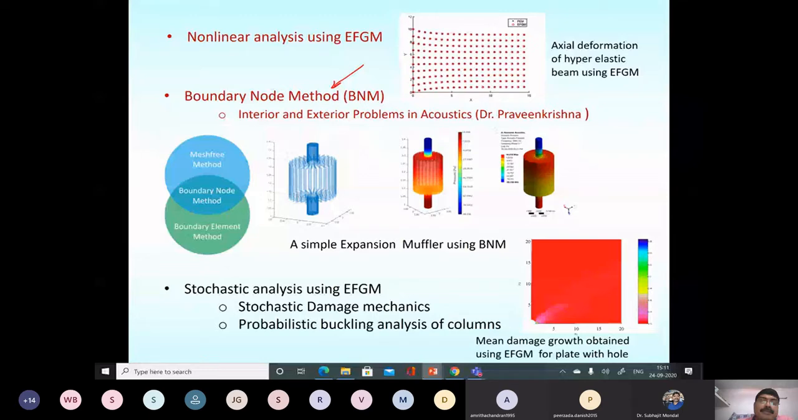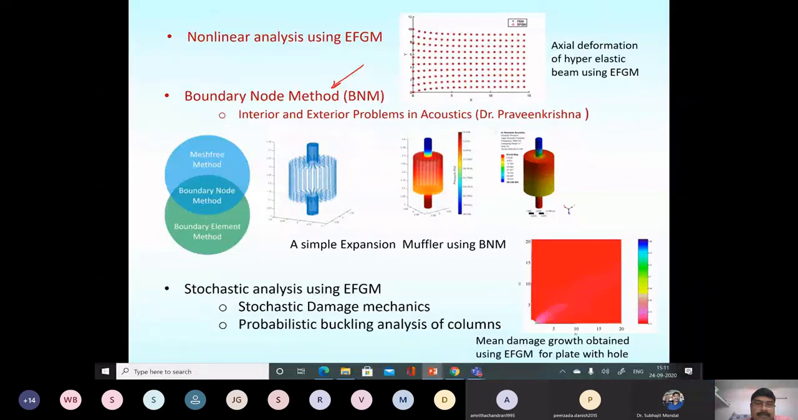So this is some sample problems actually for our students' data. It's an expansion muffler problem. And one main topic that today's discussion will cover is stochastic analysis. That is my major area of interest, stochastic analysis using EFGM. And in that, we will discuss some of the topics today.